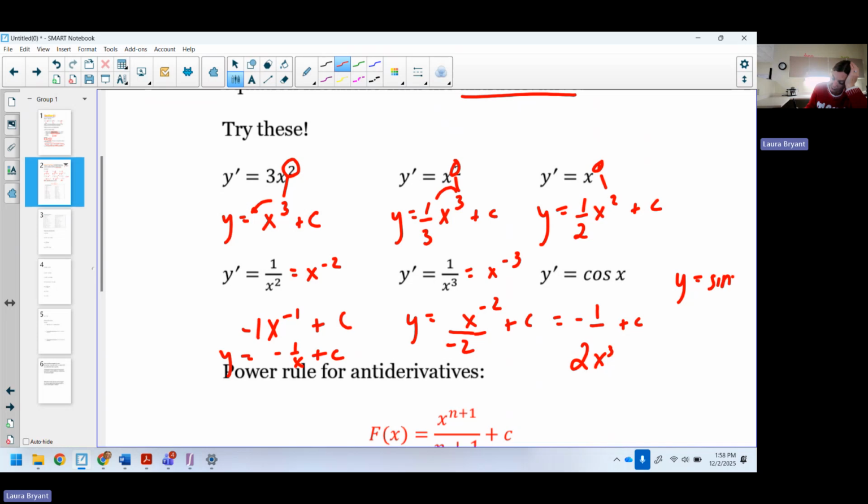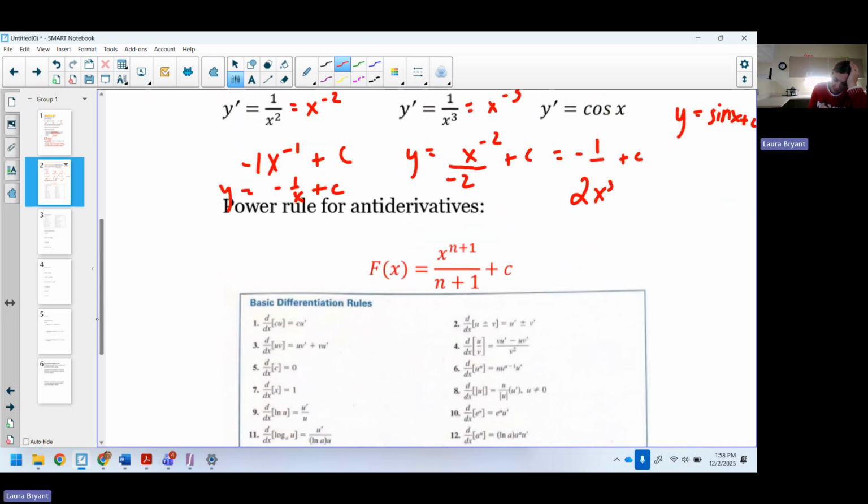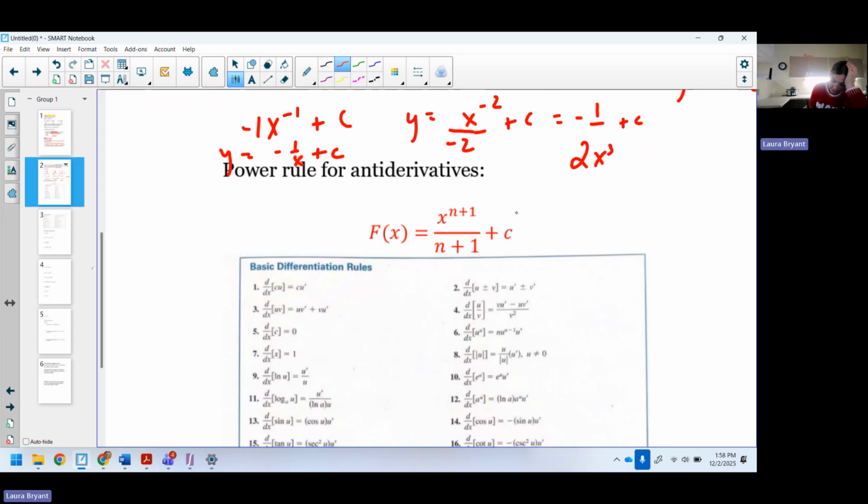Hopefully that's an easy one. These power rule ones are kind of tricky. So let's put a formal rule to that. This is your big power rule. And this means add 1 to the power, divide by the new power, plus c. So add 1 to the power, divide by the new power, plus c.